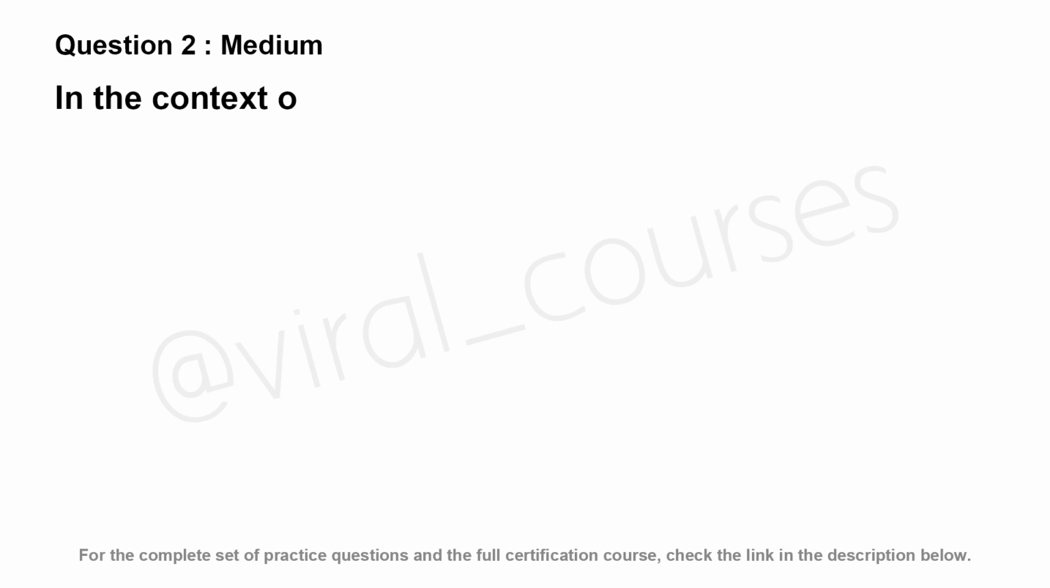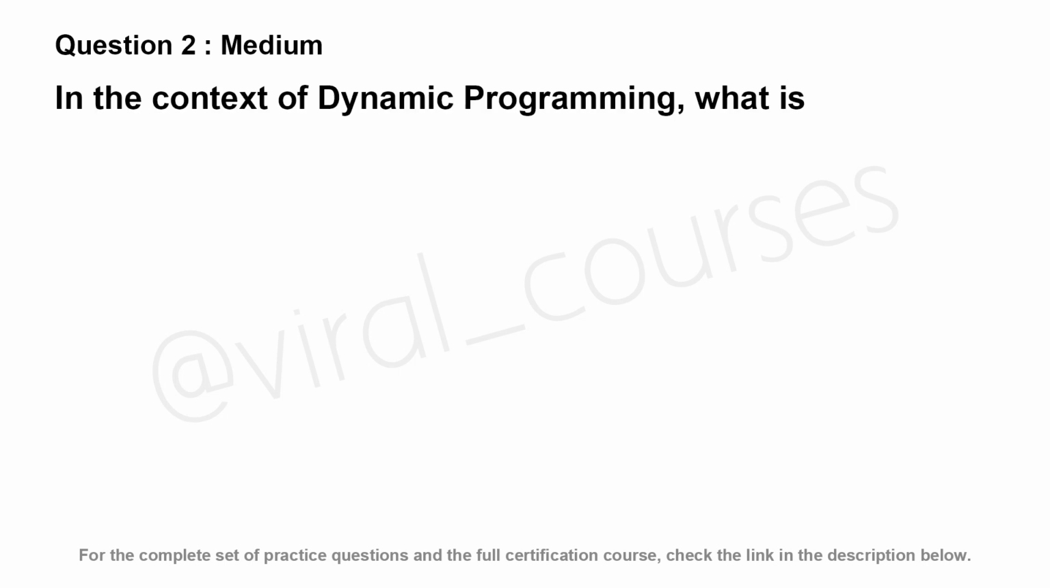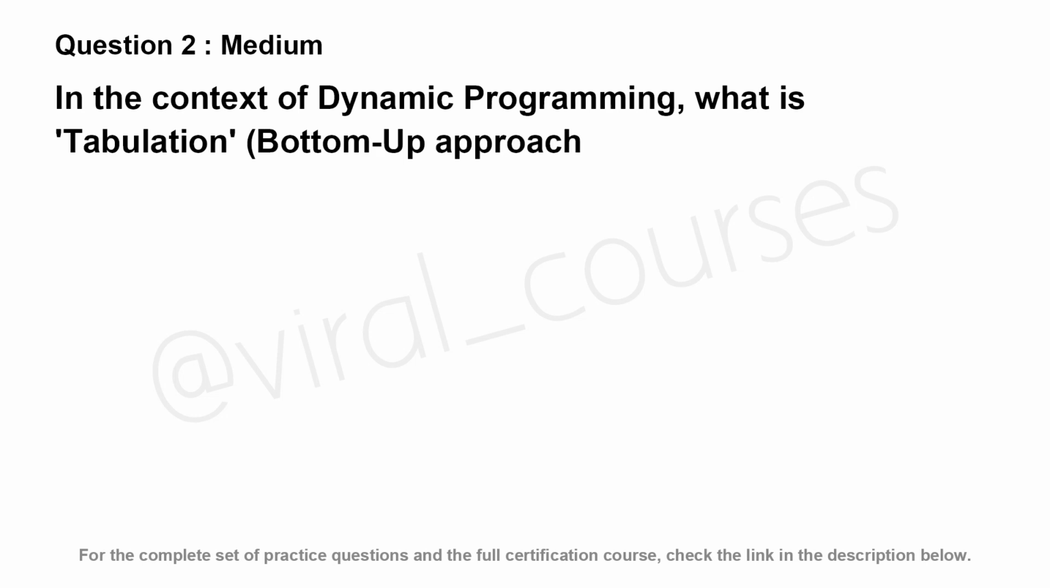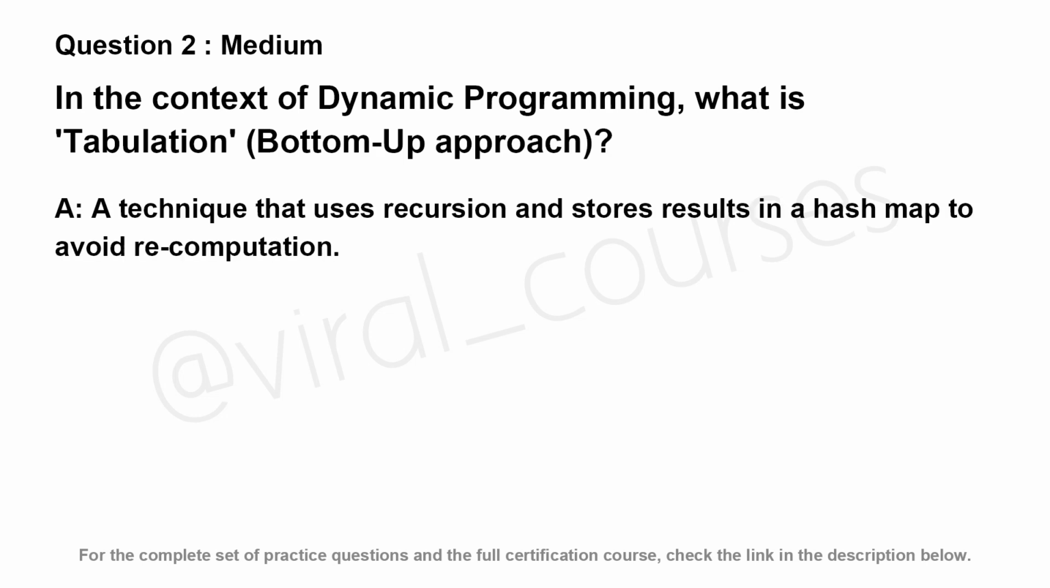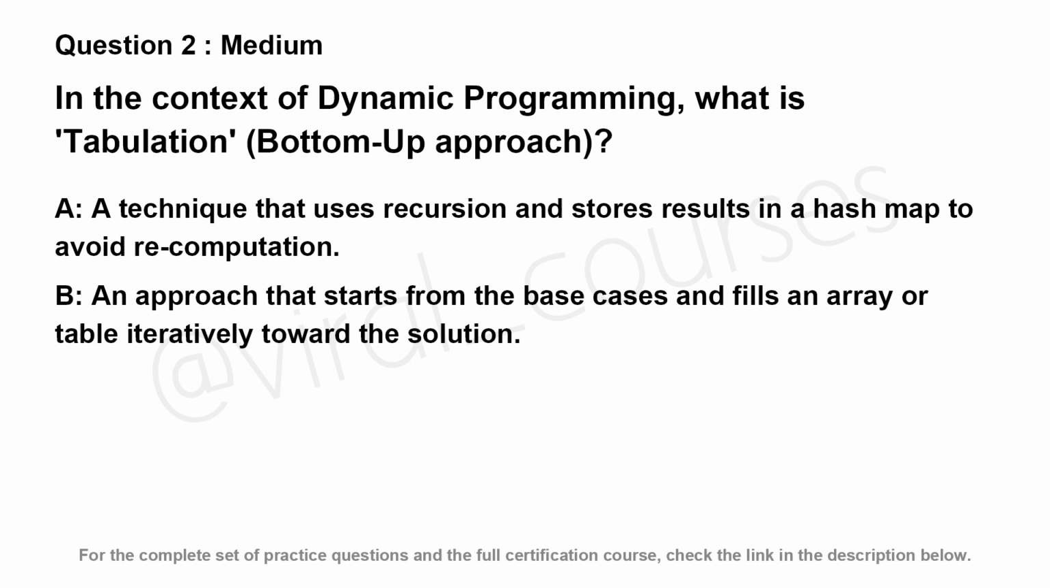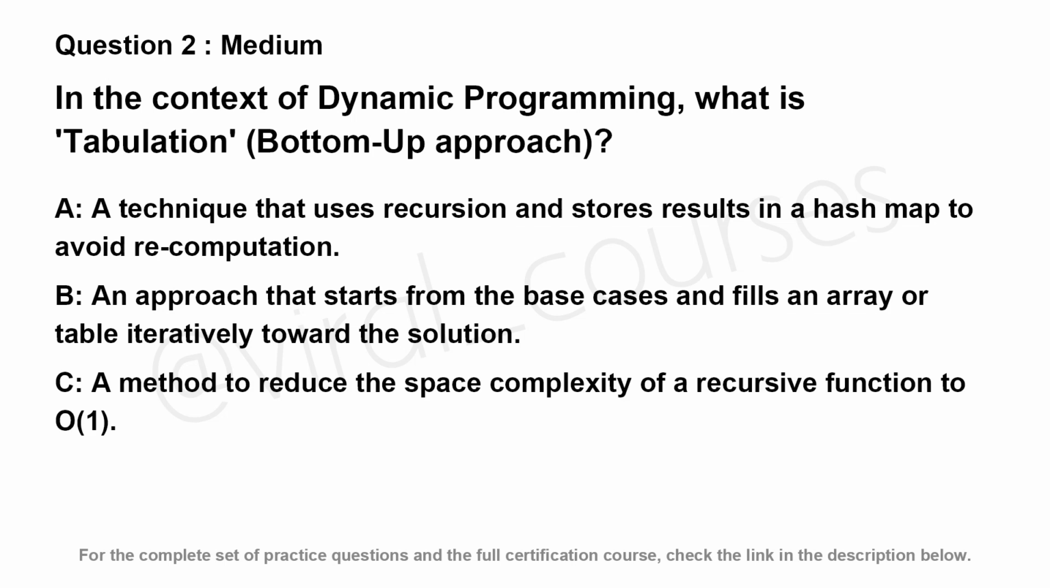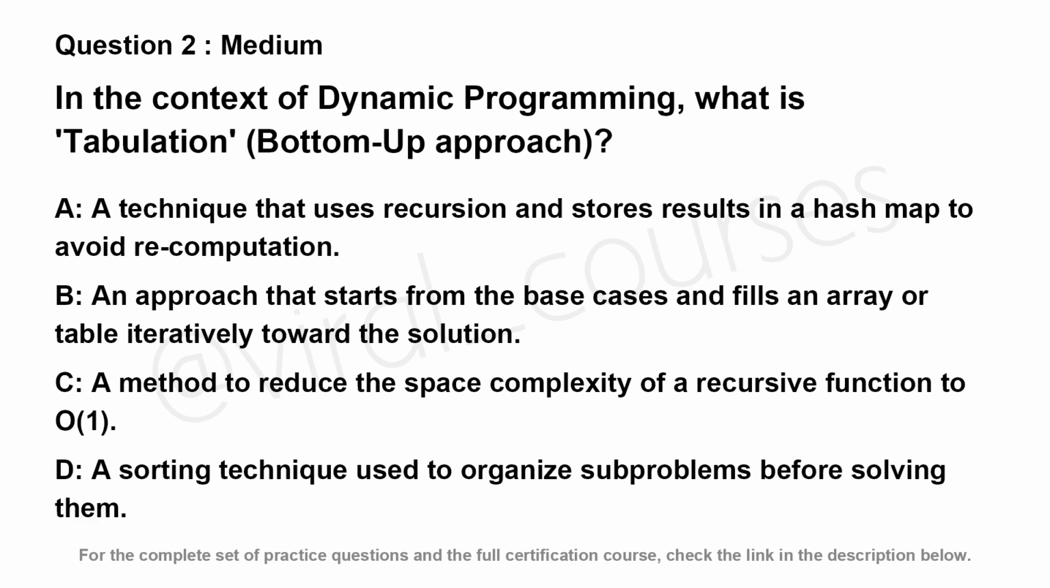In the context of dynamic programming, what is tabulation? Bottom-up approach. Option A, a technique that uses recursion and stores results in a hash map to avoid recomputation. Option B, an approach that starts from the base cases and fills an array or table iteratively toward the solution. Option C, a method to reduce the space complexity of a recursive function to O(1). Option D, a sorting technique used to organize subproblems before solving them.